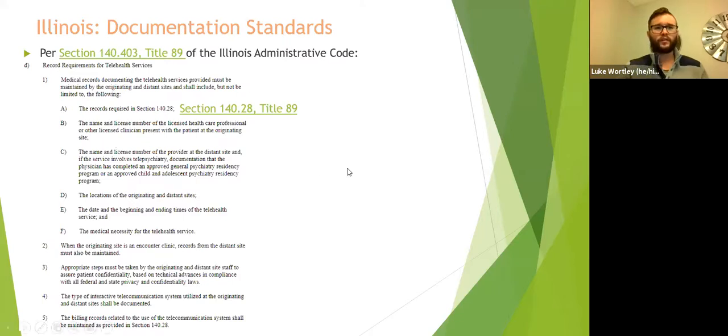The documentation standards for Illinois were a bit harder to find, but if you go to section 140 of the Illinois Administrative Code, I've got the links to both of these, sections 403, section 28, and both under Title 89. You can find the medical records documenting telehealth services must be maintained by the originating and distant sites, just like in Indiana. Shall include but are not limited to the following: and it lists all of the requirements here, including the medical necessity for the telehealth service.